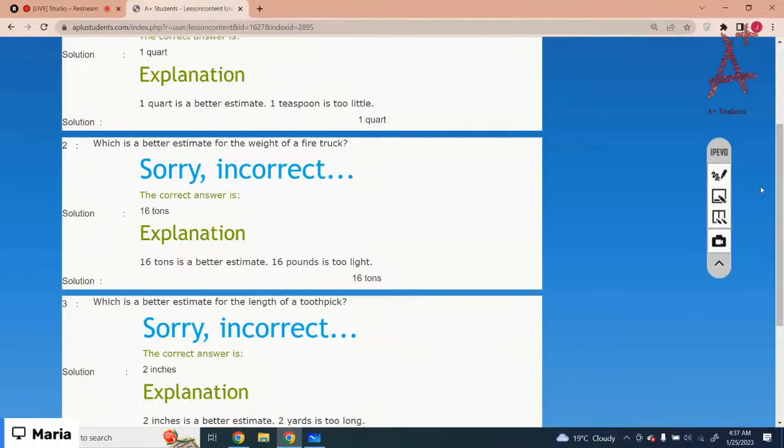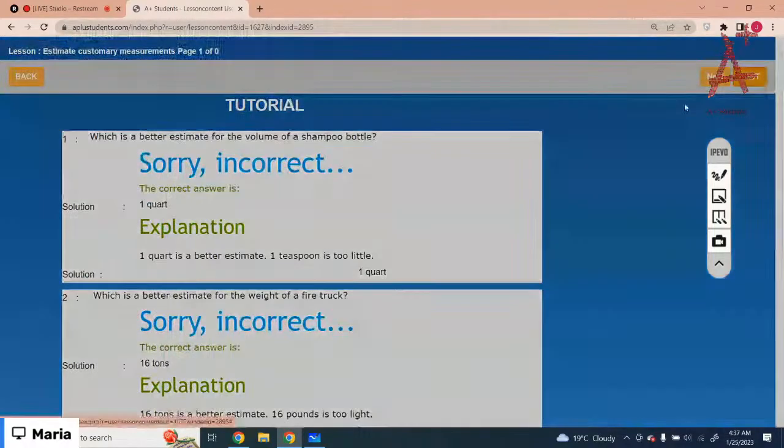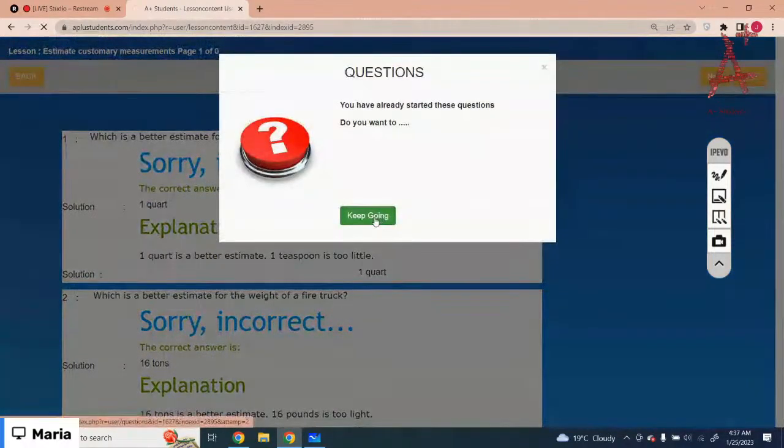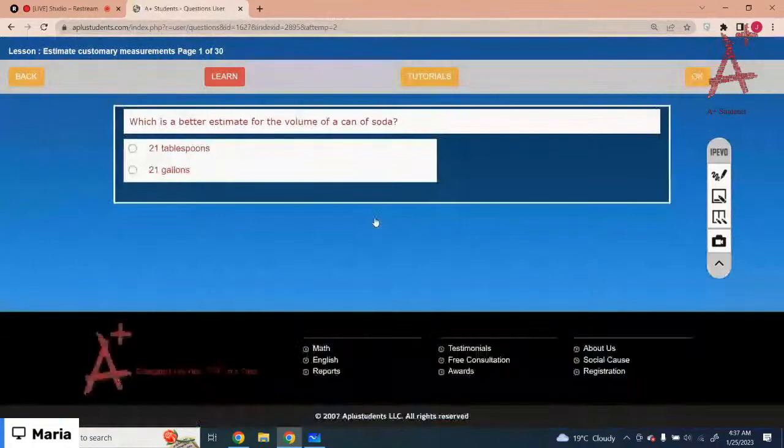Okay, let's start with the practice questions. Which is the better estimate for the volume of a can of soda? So which is the correct option? 21 tablespoons or 21 gallons? Which is the correct option?